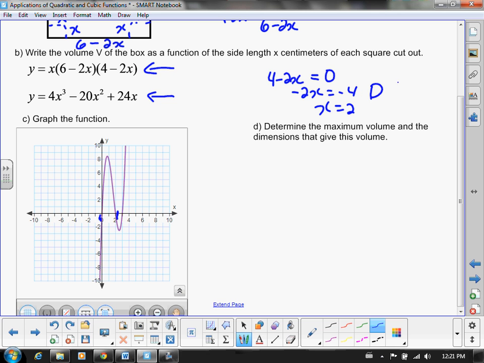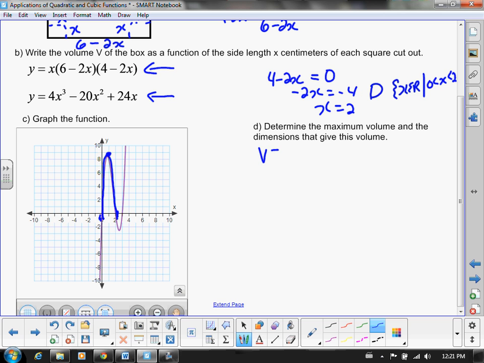So for your domain, x is an element of the reals such that 0 is less than x, which is less than 2. So it kind of eliminates what we need to consider for the rest of the graph, because really it's only this part right here that I'm going to be worried about. It then asks us to find the maximum volume. So I'm going to read this value.